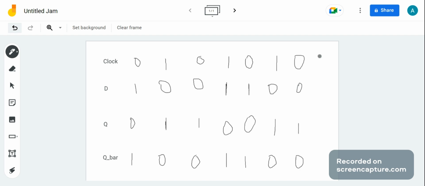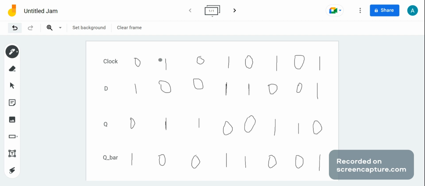Clock goes from 0 to 1. Again, Q takes in the value of D. Q bar is the opposite of Q. D is the Q bar. And again, just to reiterate, the guiding principle throughout this whole thing is that whenever the clock goes from 0 to 1, Q takes in the value of D, whatever D is.